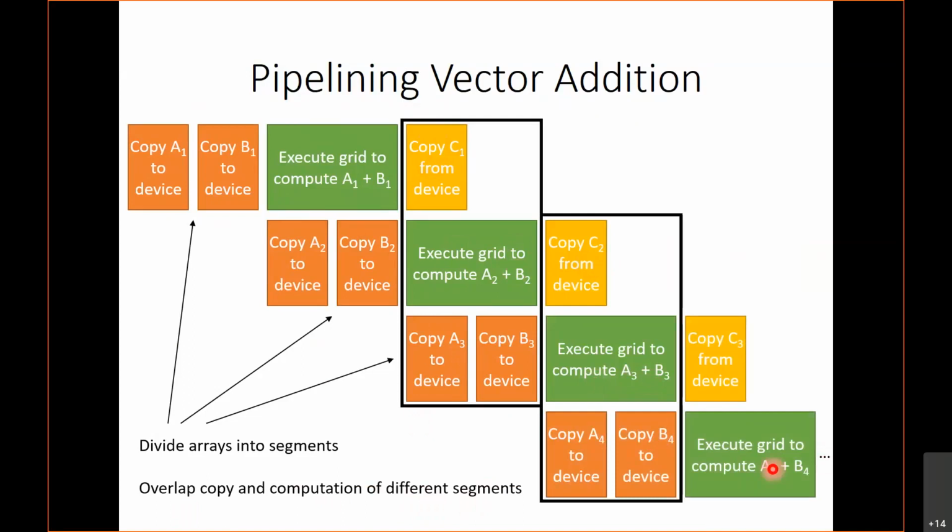Any questions about this? Is it clear? How many grids can we execute at the same time on the GPU? It depends on the compute capability, so it depends on the architecture. For example, if it's small enough, can I start copying my data and executing many grids?